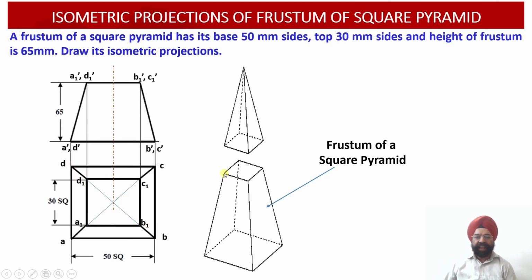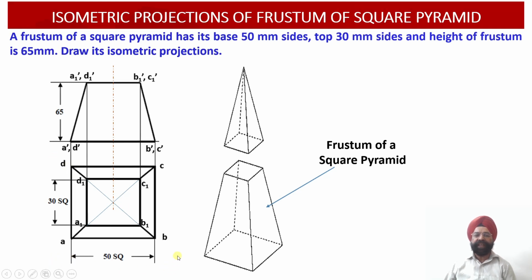Then the remaining slant edges of my remaining solid are to be joined and darkened from the top view. So I join A1A, B1B, C1C and D1D. This completes my projections of the top view.